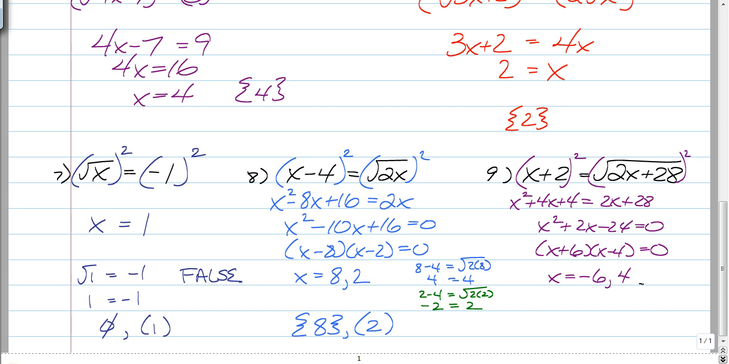So I want you to check. Pause the video and you tell me what the final answer is. And if you came up with a solution of 4 and an extraneous solution of a negative 6, you are good to go.